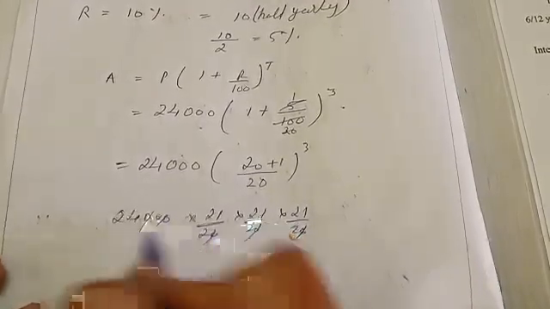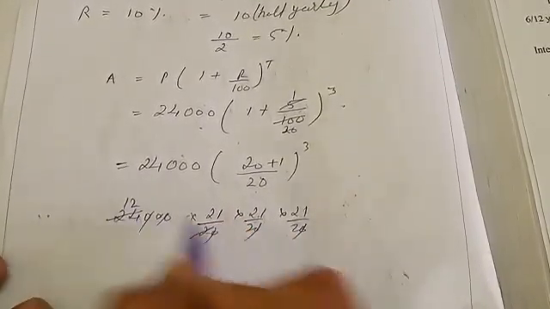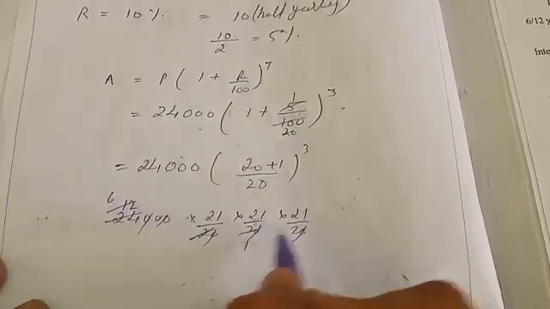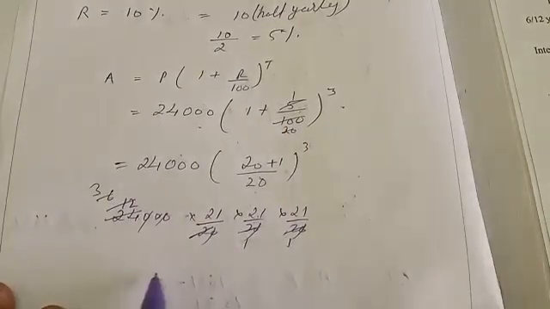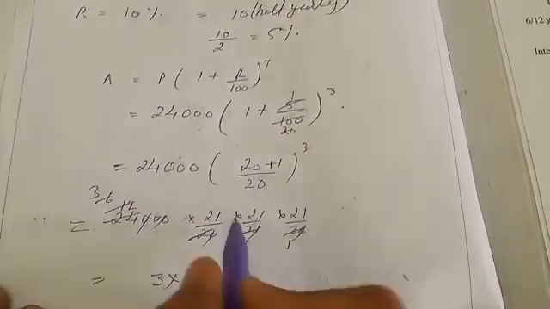Cancel this 3 times 0 with the table of 2. 2 ones are 2, 2 twos are 4. Again 2 ones are 2, 2 threes are 6. Now 3 multiplied by 21 cube.